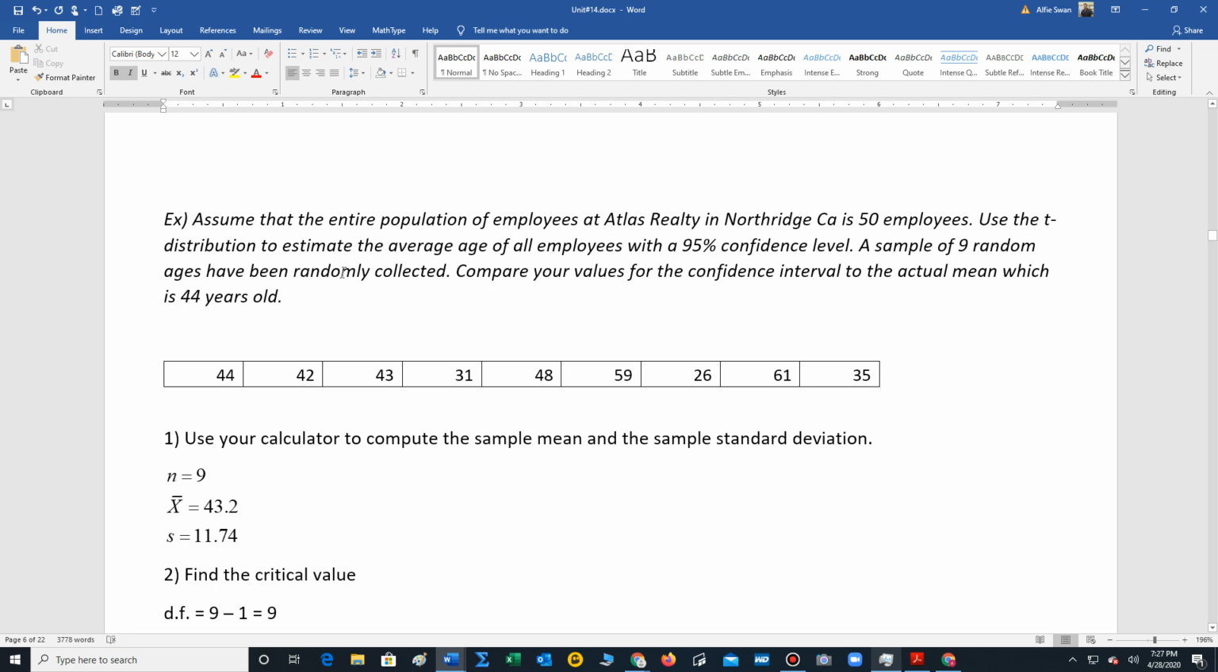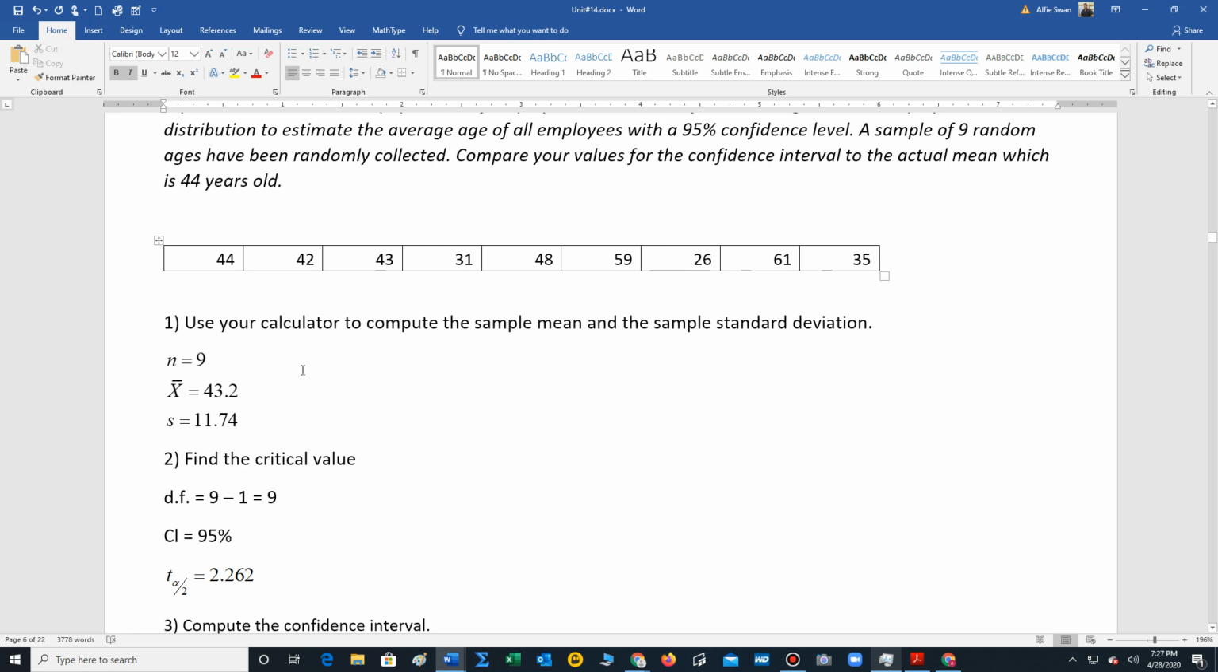Okay, here's our last example for this section. Assume that the entire population of employees at Atlas Realty in Northridge, California is 50 employees. Use the t-distribution to estimate the average age of all employees with a 95% confidence level. We select a random sample of 9 ages, and we are going to compare the actual mean, which is 44, with the result that we compute. Well, we have our 9 ages.